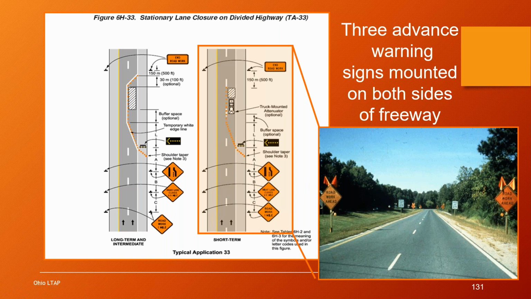In this particular typical application, they show a slight difference between short term on the right and long term and intermediate on the left. And for our long term highway projects, you'll see that it even shows a concrete barrier, or not concrete barrier, that's a temporary white edge line that was put in throughout the length of the merging taper there. You can see my arrows circling it.